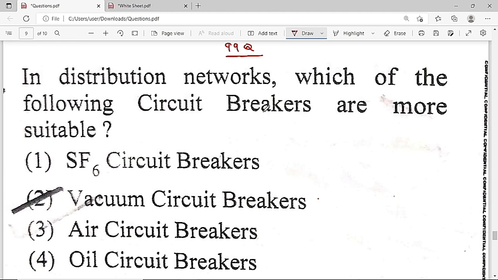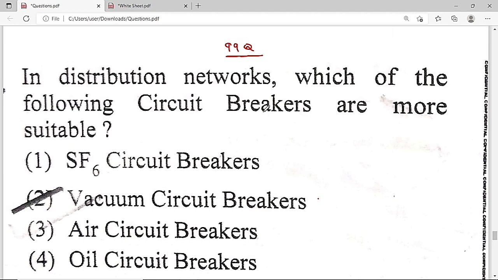So now we are going to solve the 99th question. See the question here. In distribution networks, which of the following circuit breakers are more suitable or more preferred? In a distribution network, the voltage rating is from 11 kV to 33 kV. So at these voltage ratings, which circuit breakers are more preferred or more suitable?